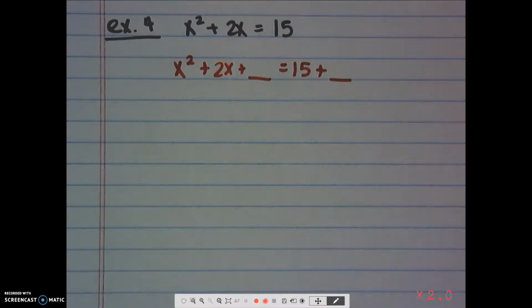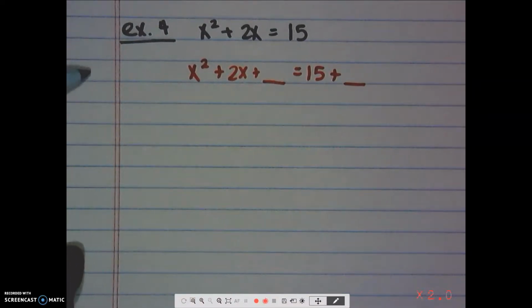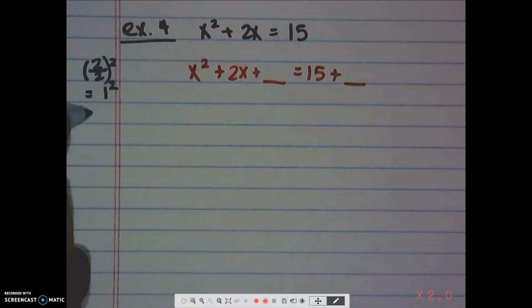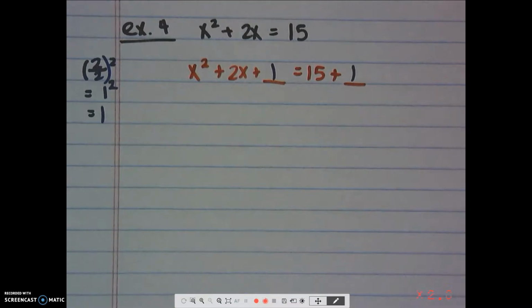All right, so now we need to find the magic number. So we're going to take our b value, which is 2, divided by 2. Well, that's going to give us 1. And 1 squared is 1. That means that we're going to add 1 to both sides of this.